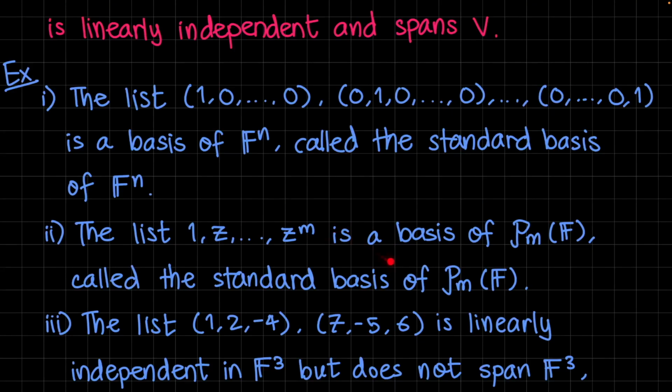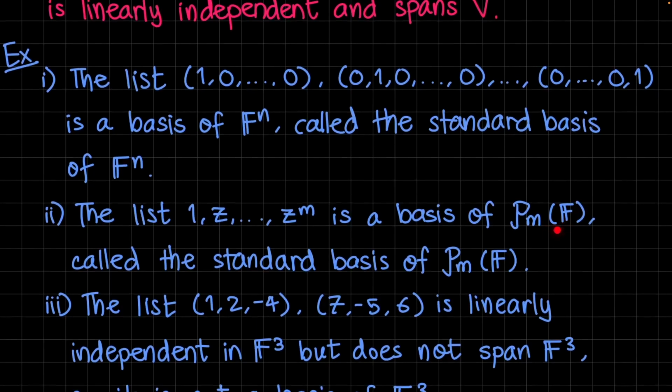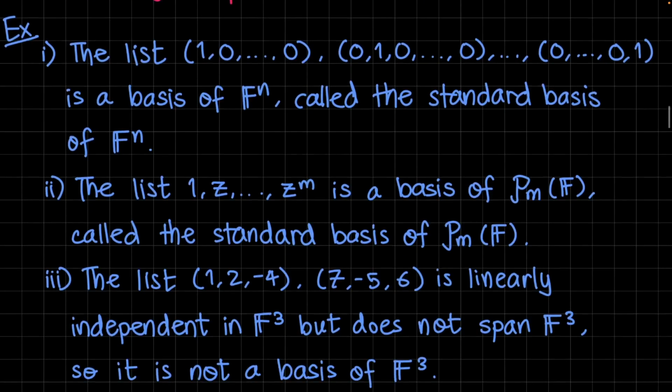If you consider the vector space to be the space of polynomials of degree at most m over the field F, then the basis of such a space, and again this would be finite dimensional because we fix the degree to be m, a basis rather, would be 1, z, and so on until z to the mth power. And this is the standard basis of the space of polynomials of degree m over F.